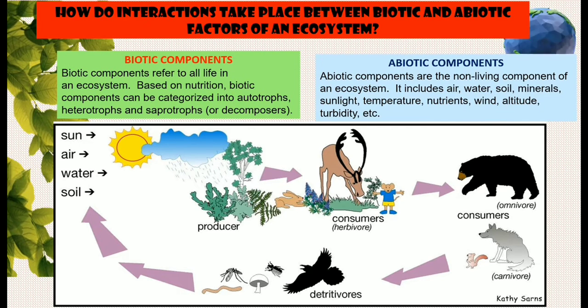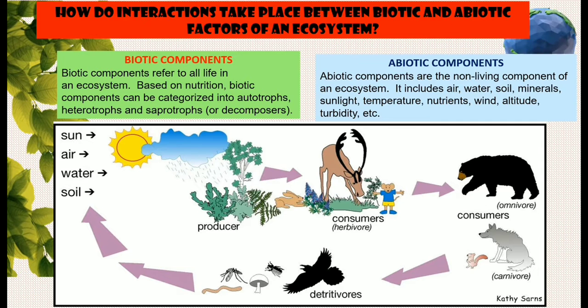Whereas the living things that you can see, like the plants, rabbit, antelope, mouse, birds, and animals like bear, wolf, squirrel, these are all living organisms. Even the mushroom, insects, and worms are all living components, and that is why they are called biotic components. So the biotic components refer to all life in an ecosystem. Ecosystem में जितनी भी living organisms हैं, that comes under biotic components.